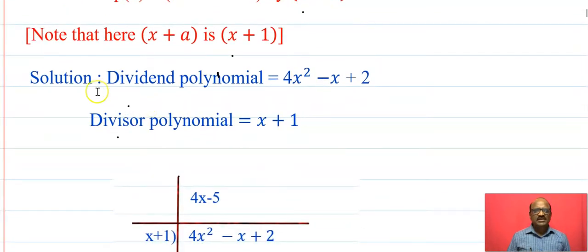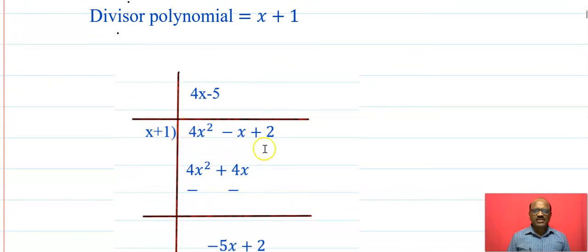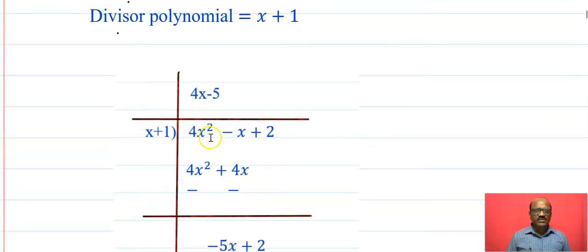Now see this here. The dividend polynomial is 4x square minus x plus 2. The dividend polynomial is this, and what will the divisor be? The divisor is x plus 1. Now see this our regular method for the division. Now what is the first term of the dividend, which is the 4x square, and what is the first term here is x. Therefore to get 4x square we will multiply to this x by 4x. If we multiply this 4x, then you will get 4x square, as well as we will multiply to this one also. Therefore you will get 4x square.